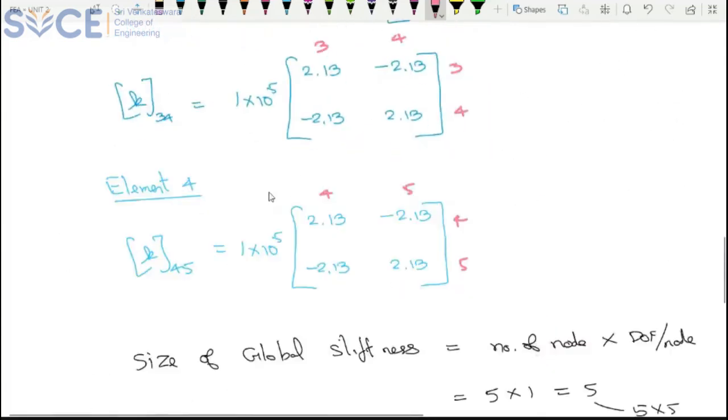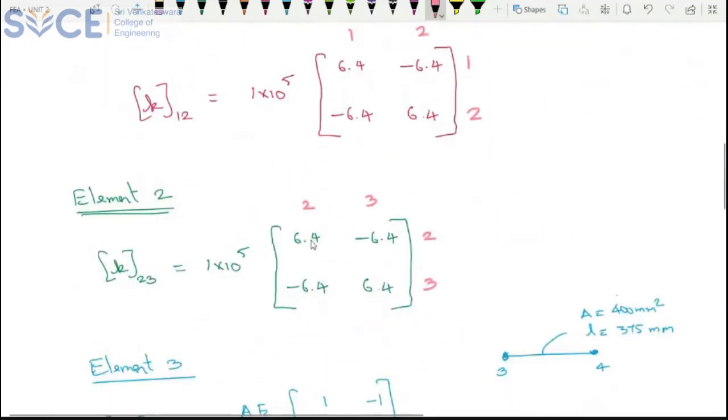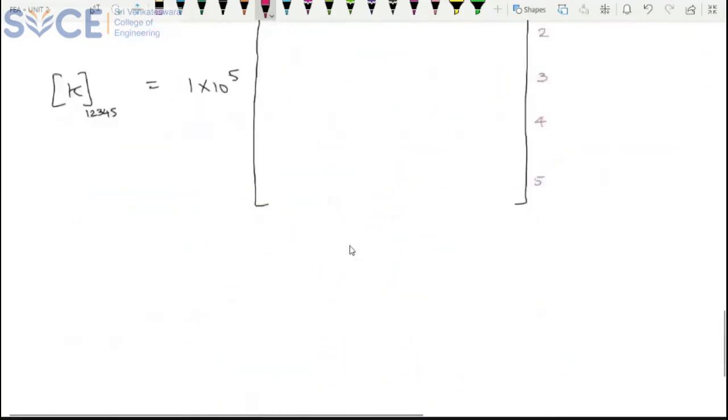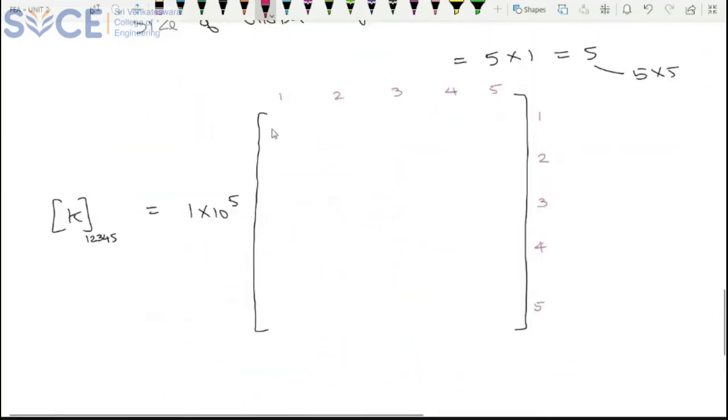So in this matrix, the first one is 6.4. So the first point is 6.4, which is connecting nodal points 1 and 2, right? So let me address it. I'll write it here. So what will I get? I'll get 6.4 here, minus 6.4, so minus 6.4 and 6.4.